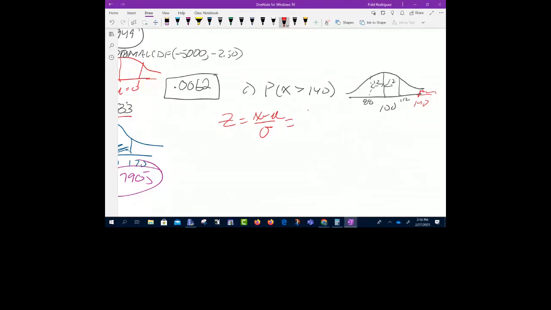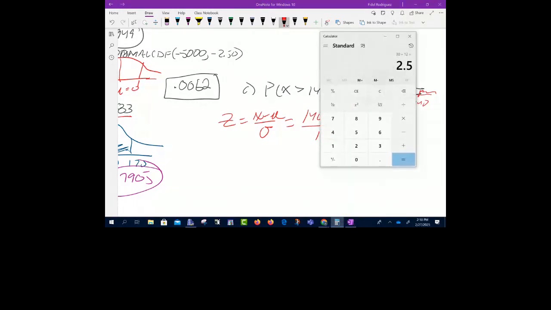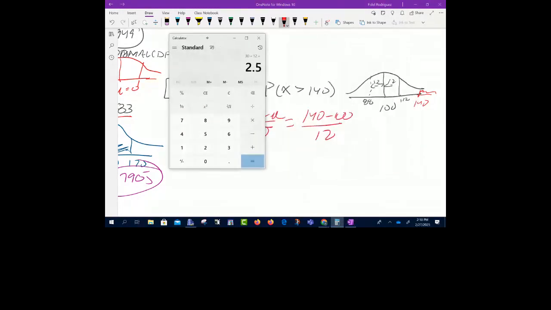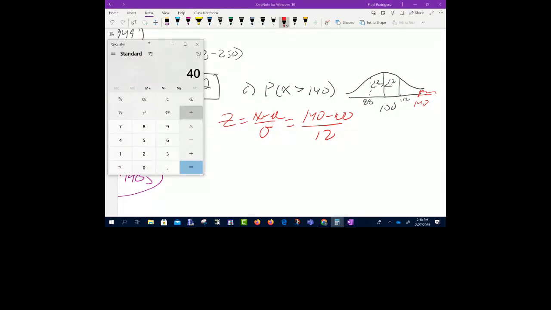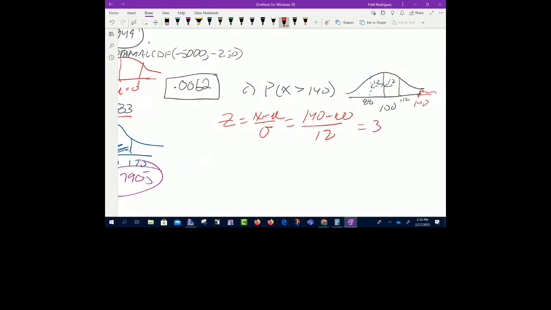So I'm going to take 140 minus 100, and again, we're going to divide it by 12. So we all know that 140 minus 100 is just 40. Let's divide that guy by 12. And I'm coming up with 3.33, okay?